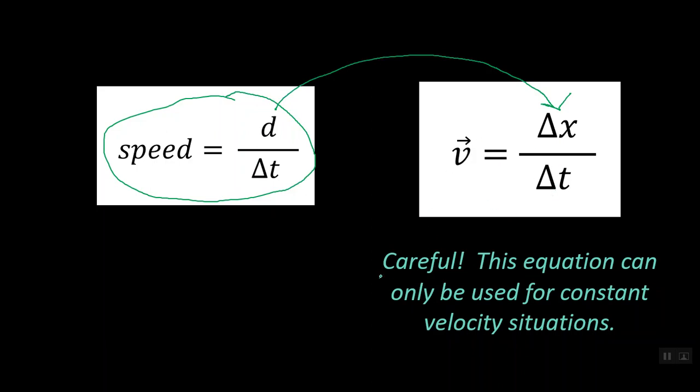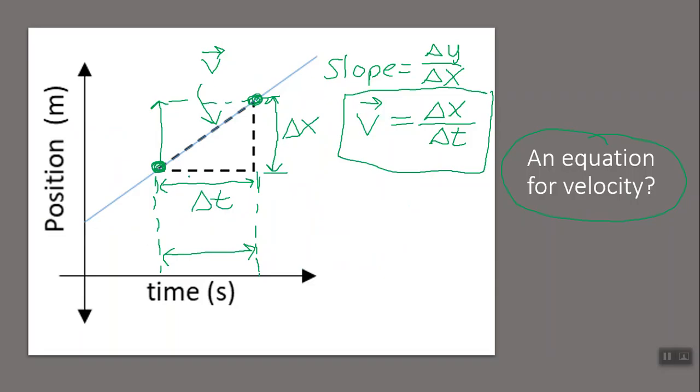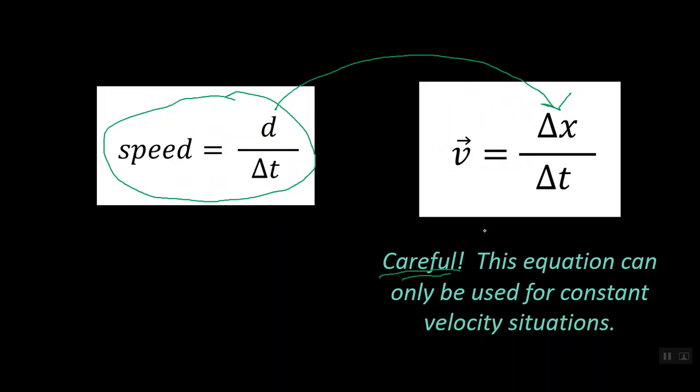Now, one thing I want to warn you of, because we developed this from our constant velocity model, this linear position time graph means that this is a constant velocity situation. This equation can only be used when the object is moving at that constant velocity. Once we get to more tricky situations where the object is not moving at a constant velocity, this equation cannot be used. So always keep in mind where these equations are coming from. They do not apply to every situation. This one only applies to constant velocity.